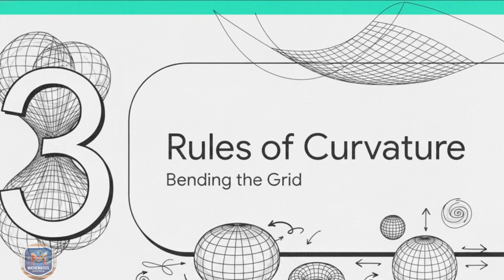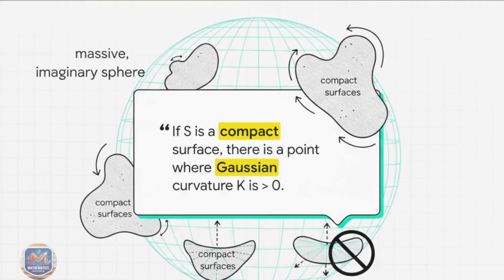All right, let's shift gears a bit and look at the rules of curvature and how we actually go about bending the grid. There's this rule, proposition 8.6.1, and it states that if you have a compact surface, there must be at least one point on it where its Gaussian curvature is strictly greater than 0. Now, why does this actually matter? Well, think about it physically for a second. Because a compact shape is bounded, it can be entirely enclosed inside a massive imaginary sphere.